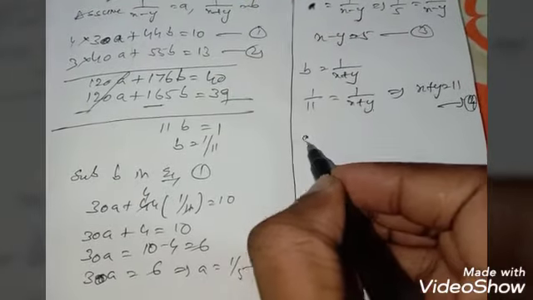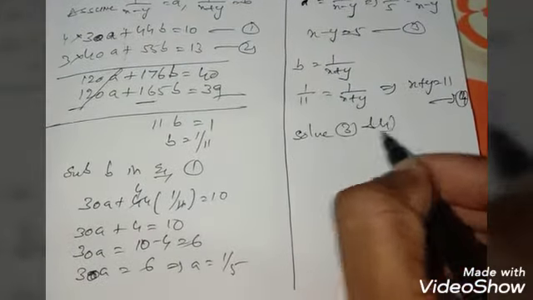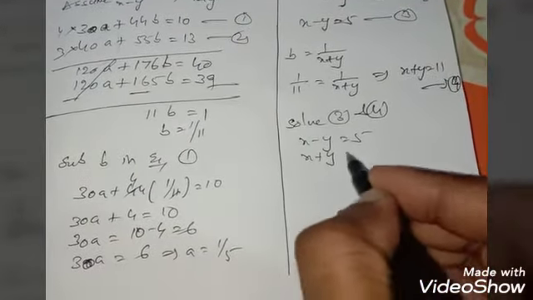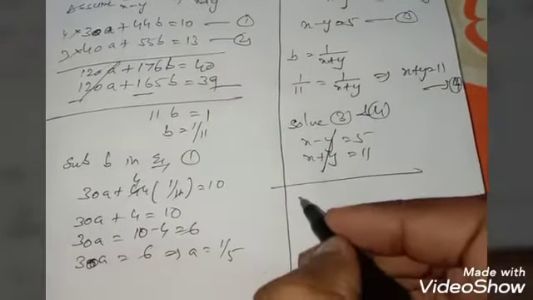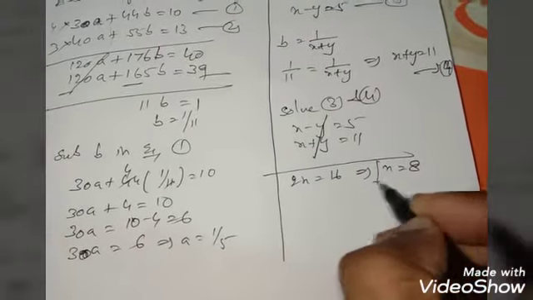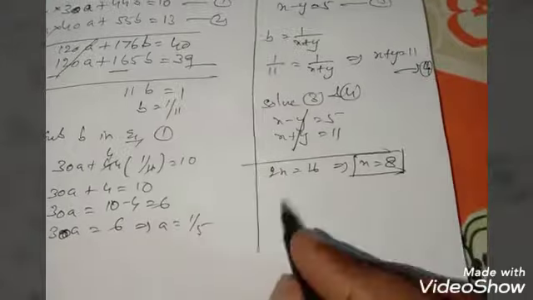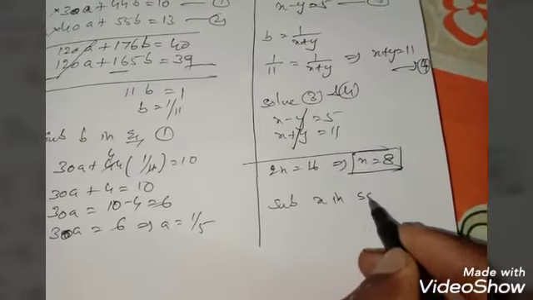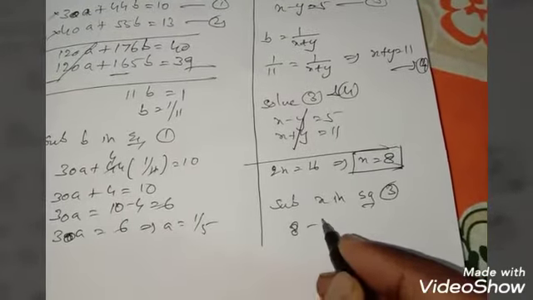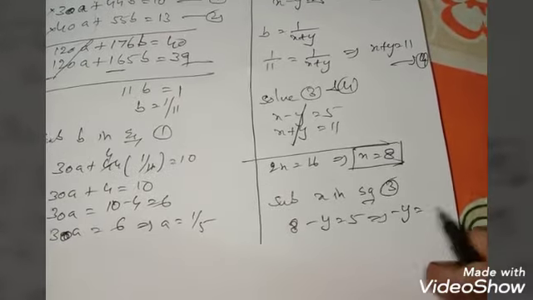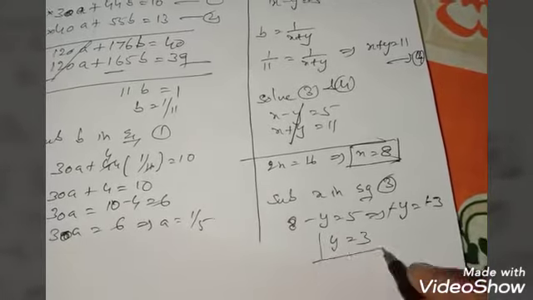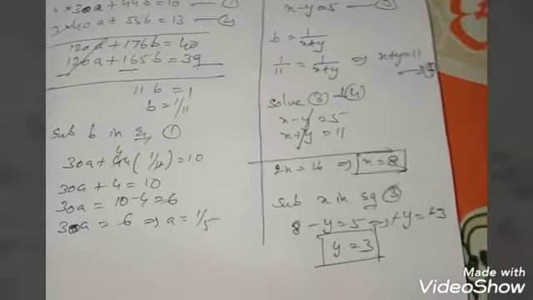Now solve the third and fourth equations. x minus y is equal to 5 and x plus y is equal to 11. If I add these two, y will be cancelled. You will get 2x is equal to 5 plus 11, which is 16. So x is equal to 8. After getting the value of x, substitute x in equation number 3. You will get 8 minus y is equal to 5. This implies minus y is equal to minus 3. Now if I cancel the minus signs, y is equal to 3. So like this we are finding the values of x and y in word problems.